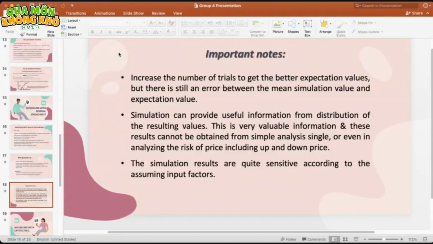The simulation results are quite sensitive to the assumed input factors, which I have shown you now, and you can easily see this in the Excel. Because if we change the product demand to another input, we will get another result.